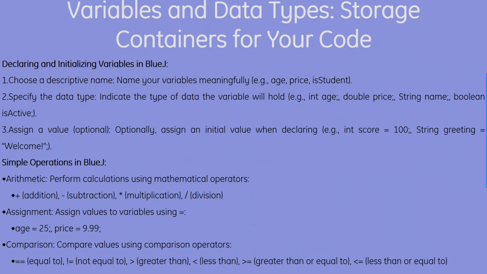Moving on, for variables, data types and storage, we have declaring and initializing variables in BlueJ. Firstly, how do you initialize a variable in BlueJ? Choose a descriptive name. Name your variable meaningfully, like age is equal to 23, price is equal to 2000, isStudent yes or no. This should represent what the data is actually about. Then specify the data type, indicating the type of data the variable will hold. So as you know, age is an int, so we have int age, and we have name is a boolean.